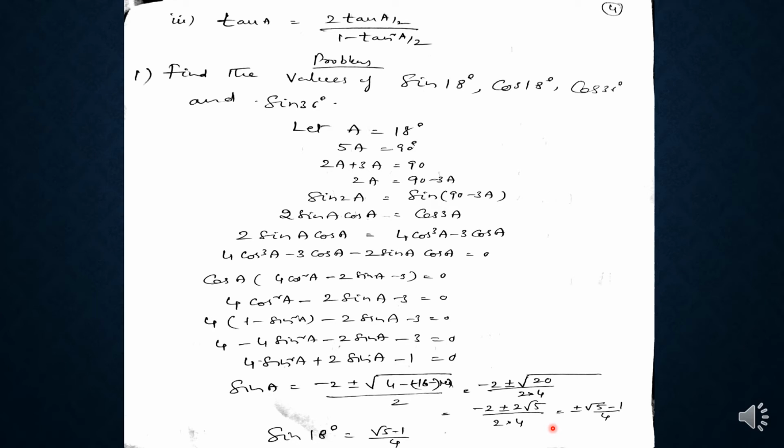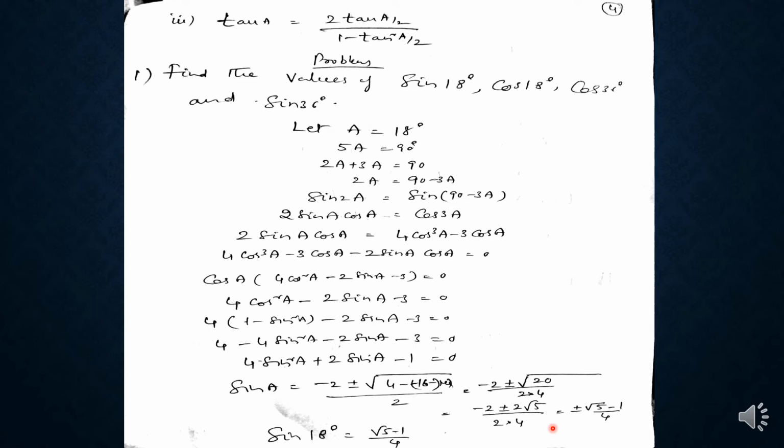Now what is tan A? We have tan 2A is equal to 2 tan A by 1 minus tan square A. If we put 2A is equal to A and A is equal to A by 2, that becomes tan A is equal to 2 tan A by 2 by 1 minus tan square A by 2. So this is the formula for half angles.